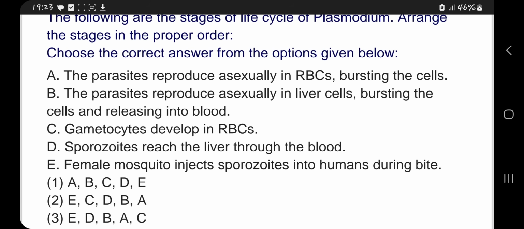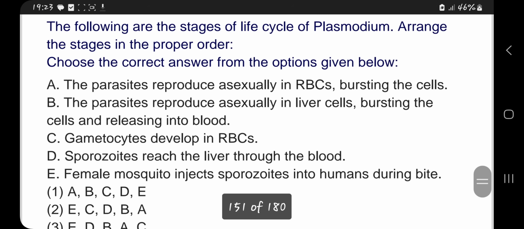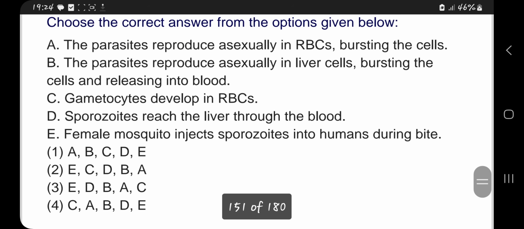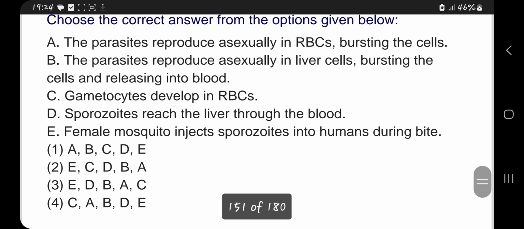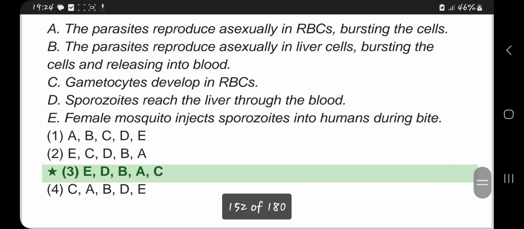Okay. So the life cycle of Plasmodium. We have to proceed with that. Female mosquito injects, that is E is first. Sporozoites reach the liver through the blood, ED. So ED, BAC. Third option, EDBAC is the correct.